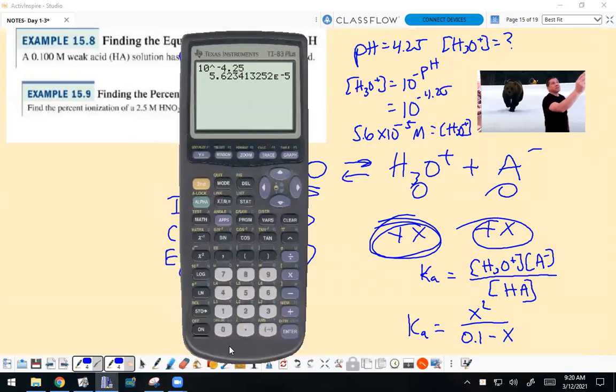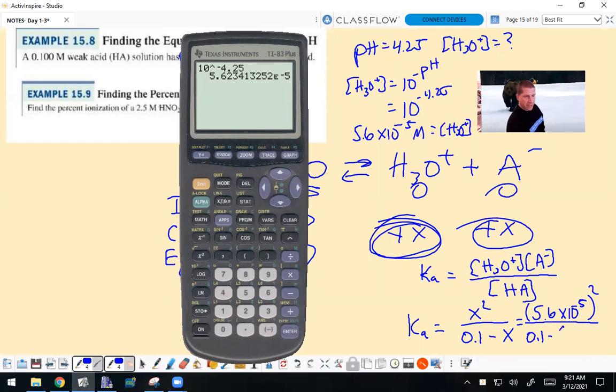So what's X? Well, X is 5.6 times 10 to the minus 5, and I'm going to square it on the top, and then I'm going to do 0.1 minus 5.6 times 10 to the minus 5. Now think about what we're subtracting here. 0.1 minus 0.00001. So, really small amount.